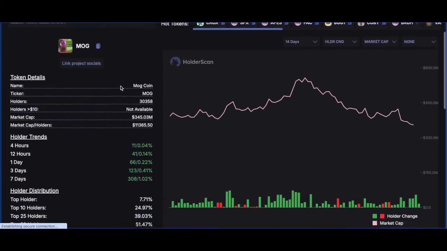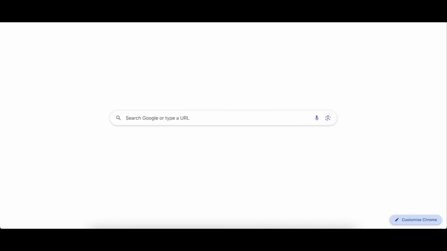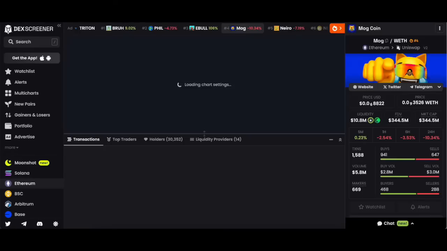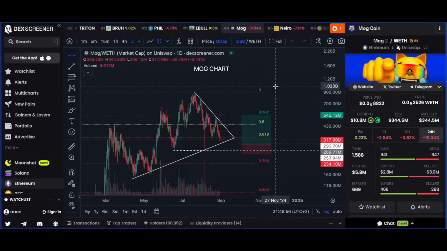Let's just look at MOG, right? So MOG, for example, is in a very big downtrend, which is technically a bull flag, but it's still a downtrend. But what you're seeing is holders step in. So new holders on 7 days, 3 days, 1 day, 12 hours, 4 hours. That again is a fundamental standpoint where I then go, okay, there's new people stepping in, which means potentially new liquidity. And does that align with my chart?